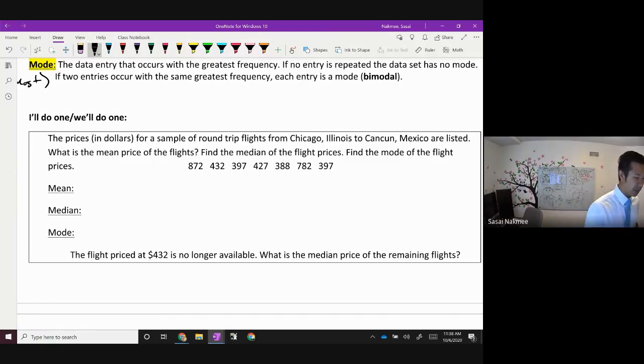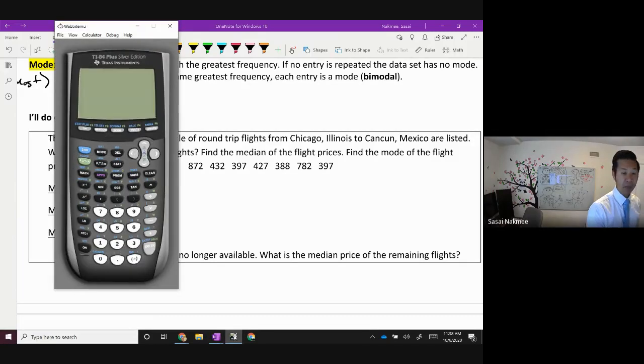So how do you calculate the mean? Well, the mean is just the average of all these guys. Each of these values here is just an input value, right? So X, my first value, is $872. Second value is $432. I'm just going to add these up: 872 plus 432 plus 397 plus 427 plus 388 plus 782 plus 397, right? I'm just summing those up and I get this guy right here.